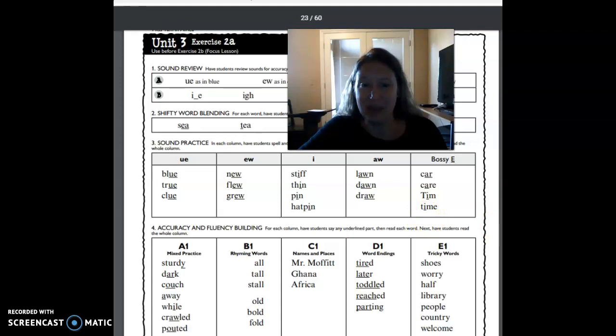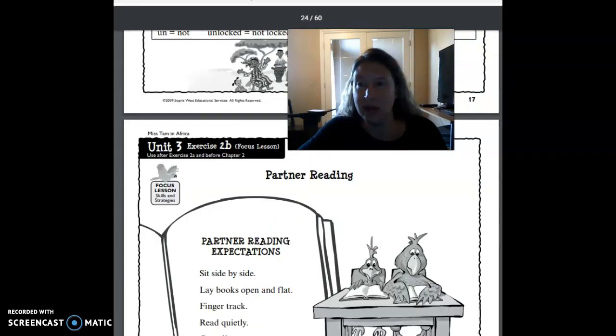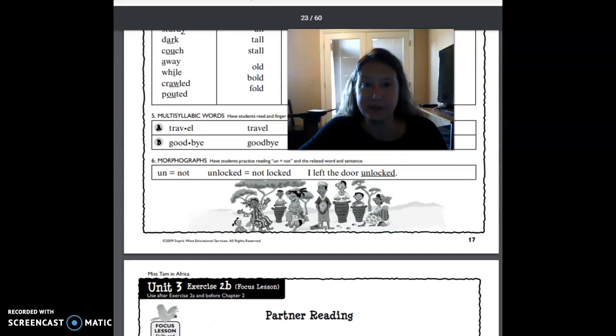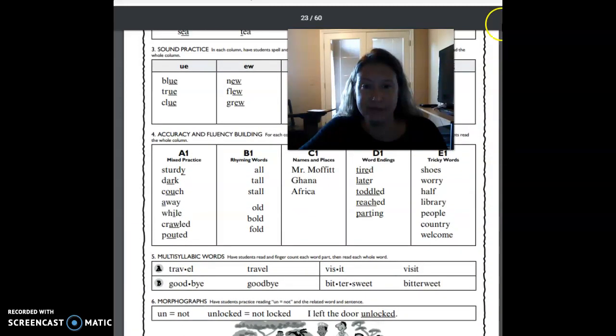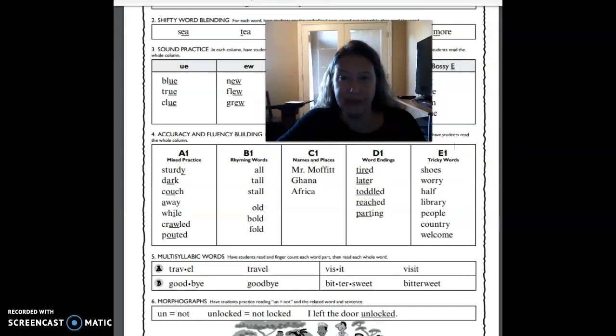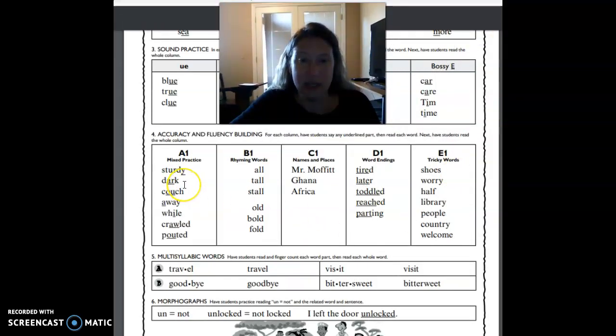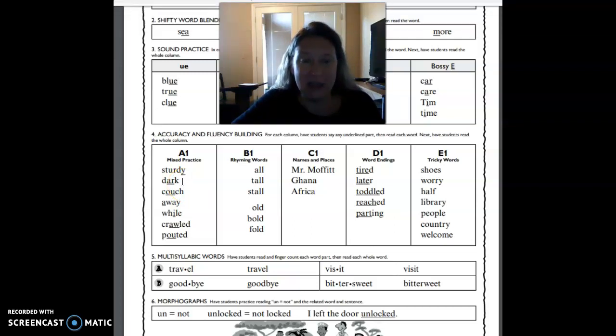Good. Now we're going to do our accuracy section here. Okay. And read the underlined part and then the whole word here. What is the underlined part? E and the whole word. Sturdy. Next word, underlined, R, and the word dark. Next word, underlined, ow, and the whole word couch.